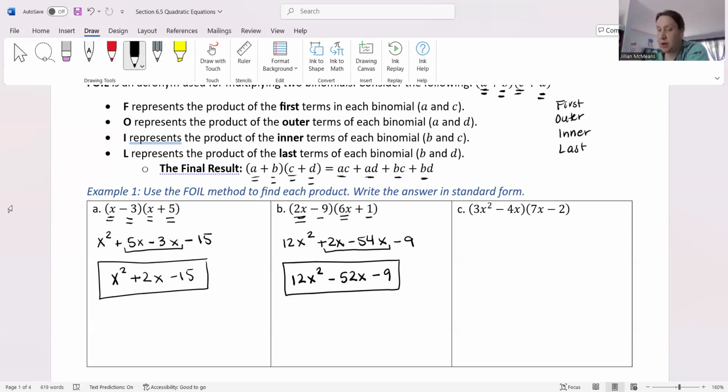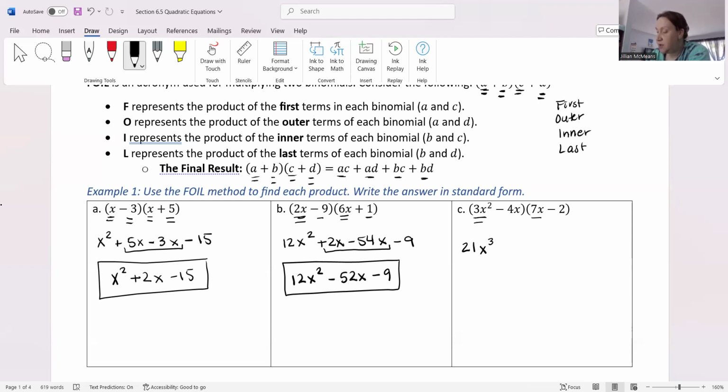One more example of multiplying binomials. I have 3x squared minus 4x times 7x minus 2x. I want to take the 3x squared in the first binomial and distribute it through the second binomial. So 3x squared times 7x. We want to take 3 times 7, which is 21. And then we have x squared times x. That's multiplying 2 terms that have the same base. So we keep the base and we add the exponents. So 2 plus 1 is 3 here.